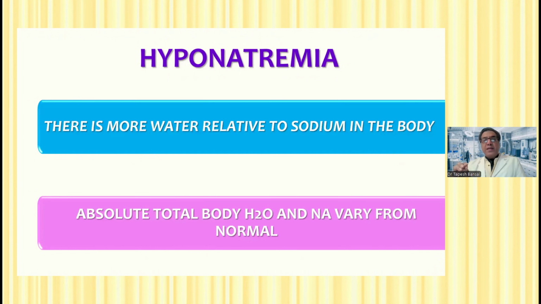So again, in one line, what is hyponatremia? There is more water relative to sodium in the body. Absolute total body water and sodium vary from normal, whatever their proportion. So in a way, it's dilutional hyponatremia always, but there may not always be excess body water.